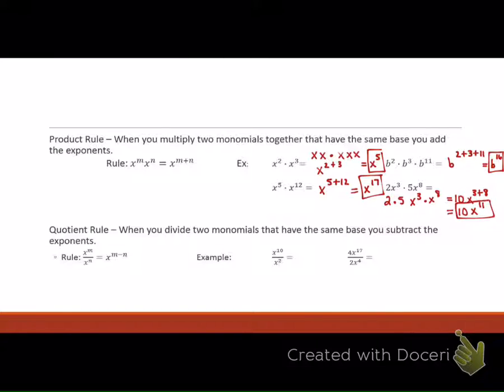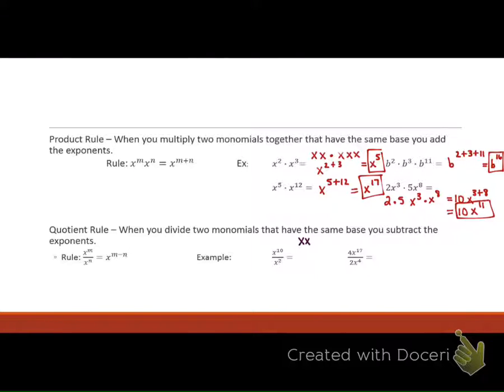Quotient rule. When you divide two monomials, so two things that do not have addition or subtraction, that have the same base, you can subtract the exponents. So let's look at this first one again. I'm going to show you it with it listing out.